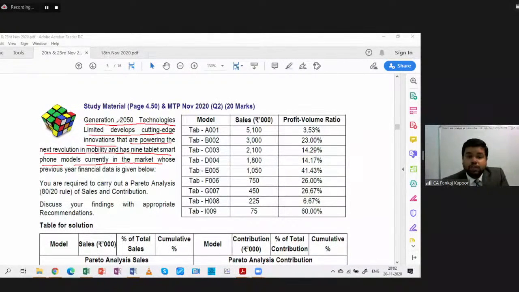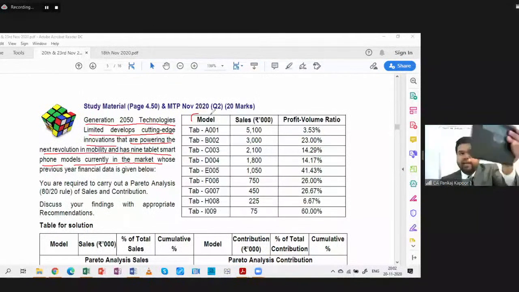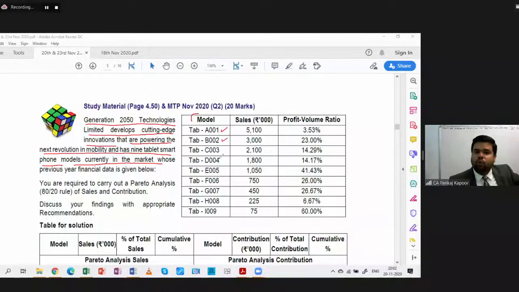Okay. Generation 2050 Technologies Limited developed cutting edge innovations that are powering the next revolution in mobility, and it has 9 smart tablet phone models currently in the market. So there is some company manufacturing tablets of this sort, and it has 9 tablets available in the market. The tablets are A001, B002. In order to ease, we'll say A1, B2, C3, D4, E5, F6, G7, H8, and I9, and so on.